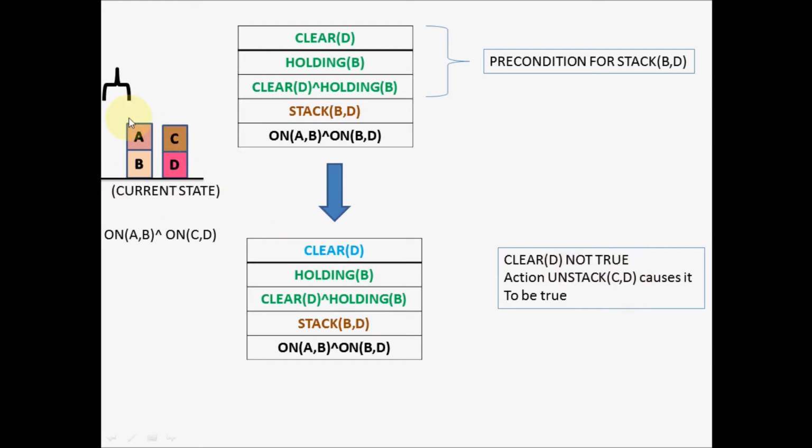Looking at the current state, it's common sense. If I'm going to unstack C, the robotic arm is going to hold C, and only then D will be clear, and that's why here it is unstack C comma D. So when this unstack C comma D is executed on the current state, the robotic arm will be holding C, and then D will be clear, and this will be satisfied. So that's why this should be C, this should be D. Then to make this predicate true, we replace it with the action unstack C comma D.